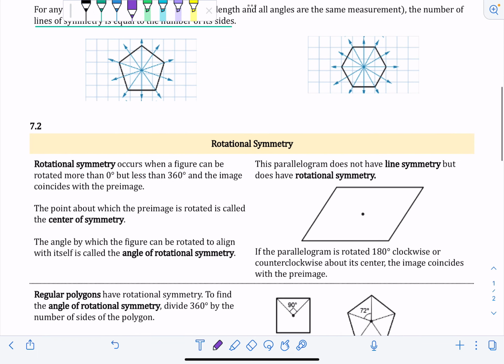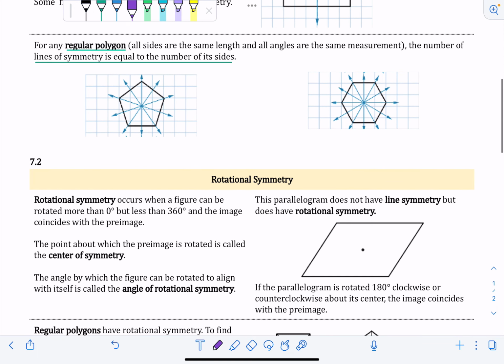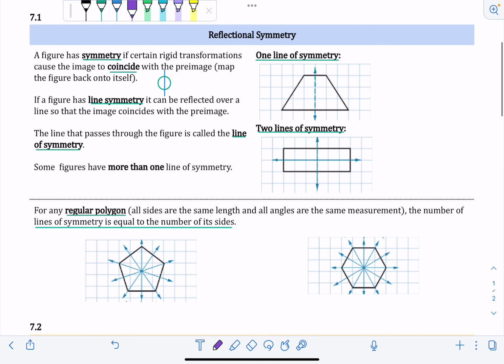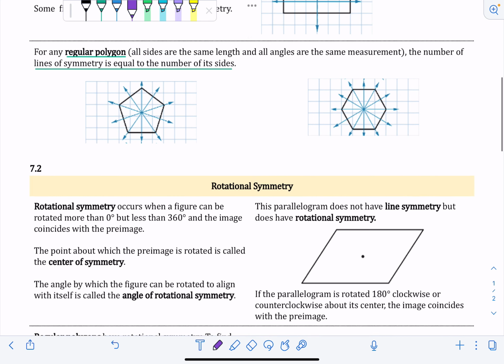And then moving on to 7.2. Actually, let me backtrack. Like I said, this was reflectional symmetry. When something is reflecting over a line or reflecting over itself, we call it reflectional symmetry.